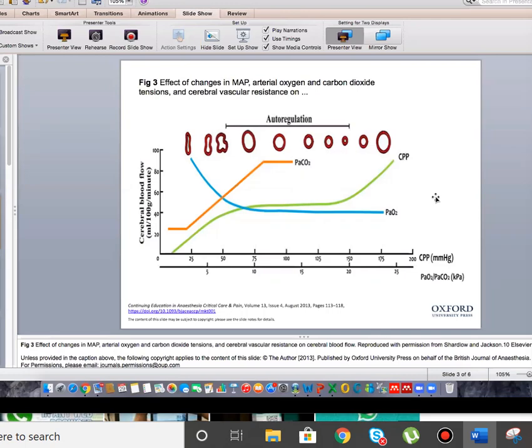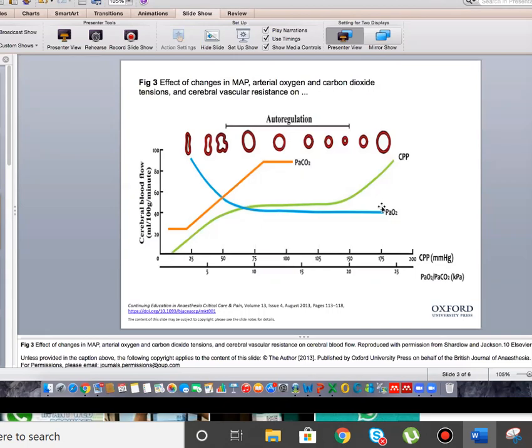So the importance of that concept is that in a head injury patient, the cerebral blood flow becomes pressure dependent because the blood-brain barrier is destroyed. So in order to maintain adequate blood pressure to the brain, in order to prevent ischemia, you have to have a higher mean arterial pressure because the curve is shifted to the right.